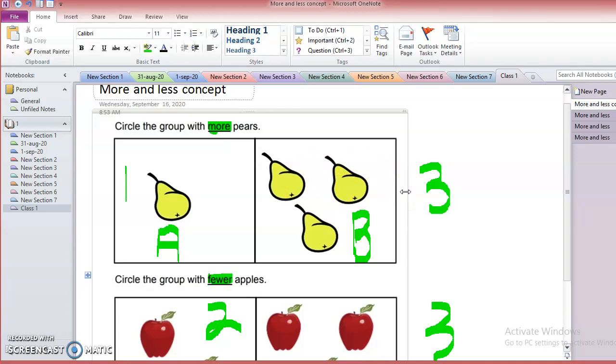3 is greater than 1. 3 comes after 1 on the number track. That means group B is having more pairs than A. Why? Because 3 is greater than 1. 3 comes after 1, right?